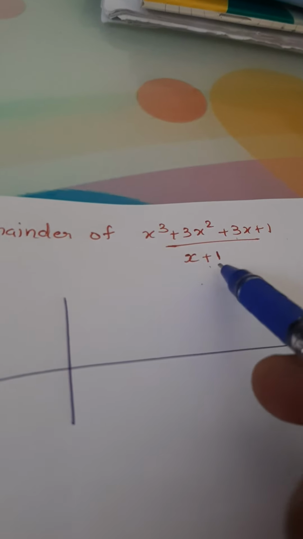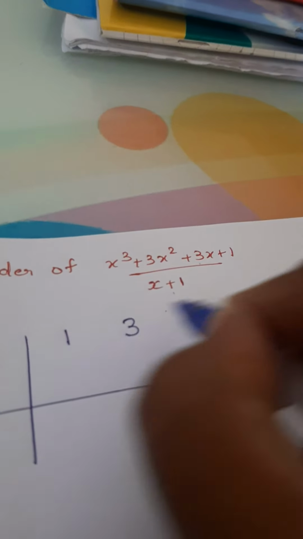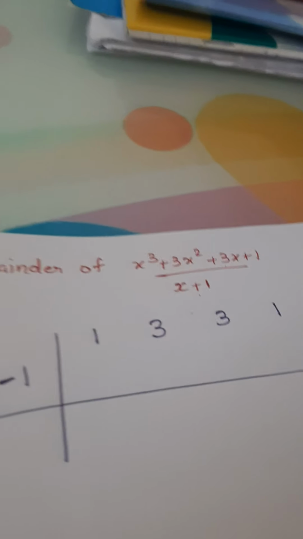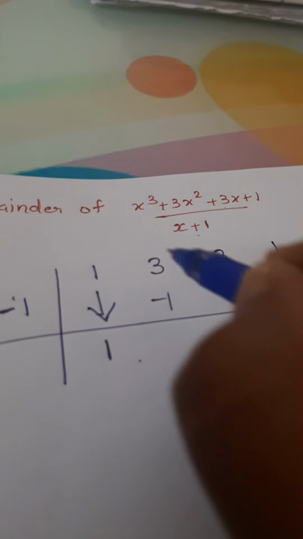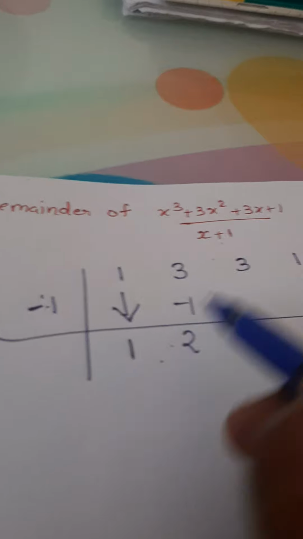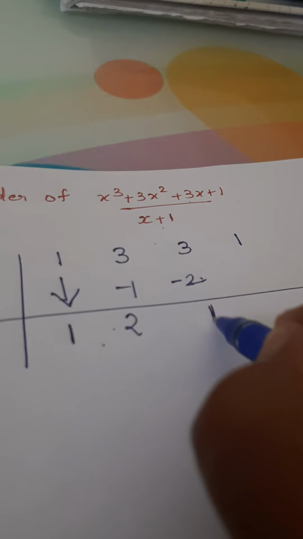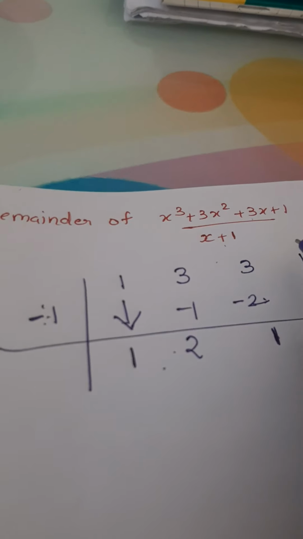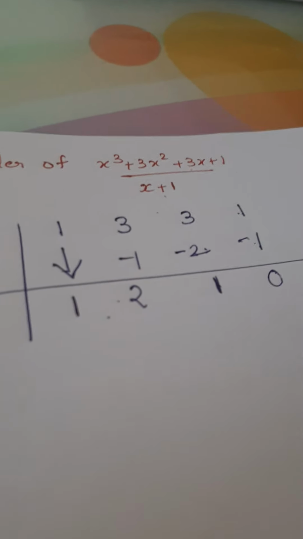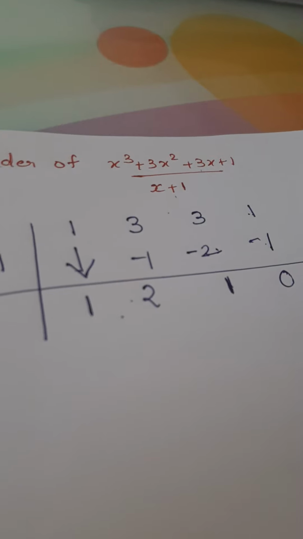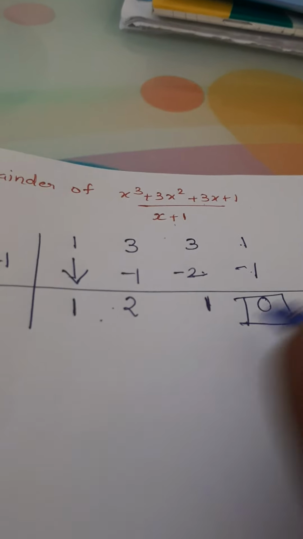Okay, so I'll use the synthetic division method here. So the value of k is minus 1, and I'll arrange the coefficients on the top row: 1, 3, 3 and 1. Okay, so the first leading coefficient comes down as it is. Minus 1 into 1 will be minus 1, 3 minus 1 will be 2, minus 1 into 2 will give you minus 2. Okay, 3 minus 2 will give you 1, 1 into minus 1 will give you minus 1, and 1 minus 1 will give you 0. Okay, if you want to learn how the synthetic division method is performed, I have uploaded a video, you can check that. Okay, so the remainder we got here is 0.